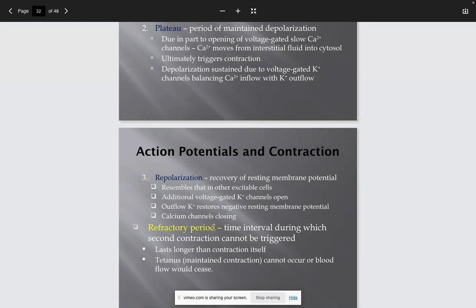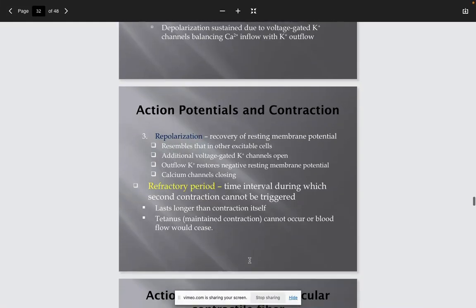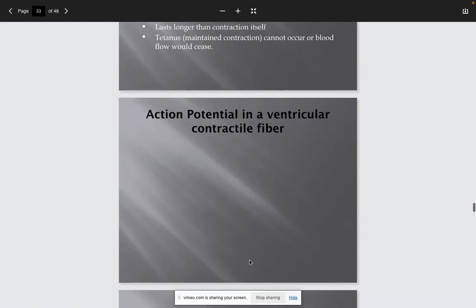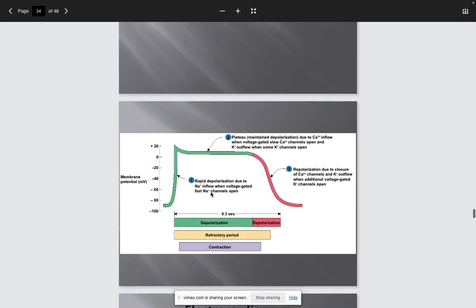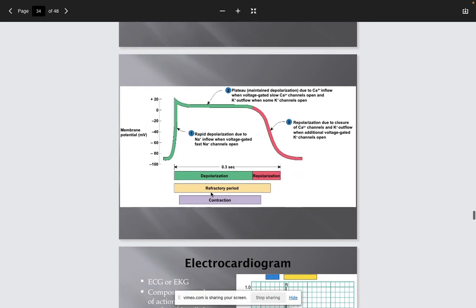There's also the refractory period. And again, this is the same thing with neuronal activity. As you have an action potential, there is a period of time that must be maintained before you can have another action potential. So this is the time interval during which a second contraction cannot be triggered. Again, if you go through this in PowerPoint mode, you'll be able to see the actual action potential. This is a picture that I previously showed you guys.